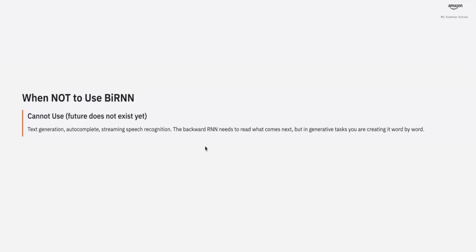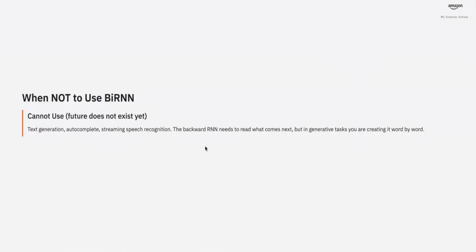In a similar manner, think about autocomplete on your phone. You type "how do I re", and the model needs to suggest "return" or "reset" right now. It cannot run a backward RNN over what you typed because there is nothing to the right. You have not typed it yet.